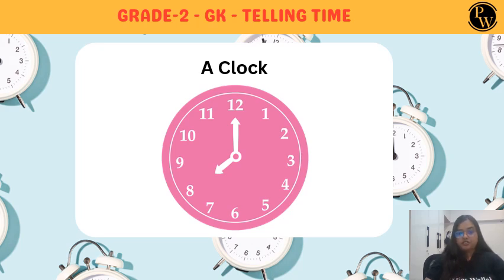AM refers to before noon. So anytime from 12 midnight to 11:59 in the morning is considered AM. For example, 7:30 AM means 7:30 in the morning. PM refers to the afternoon. Any time from 12 noon until 11:59 in the evening is considered PM. For example, 2:15 PM means 2:15 in the afternoon.